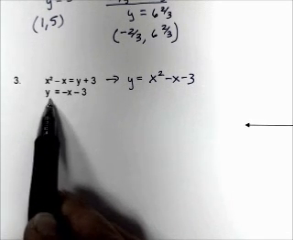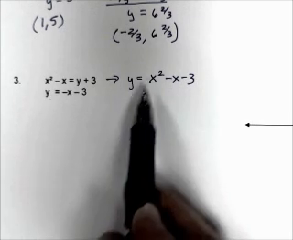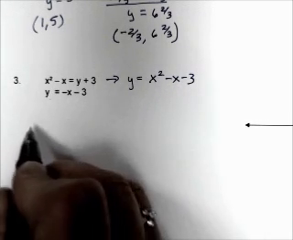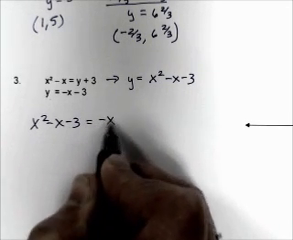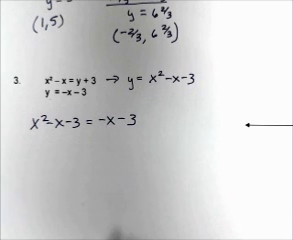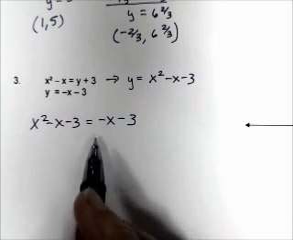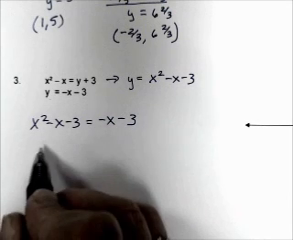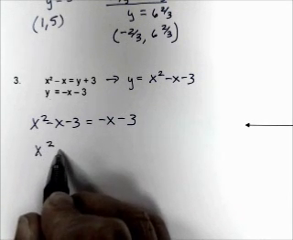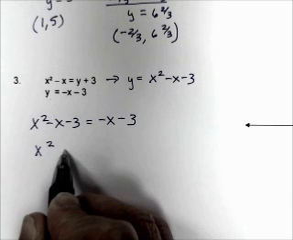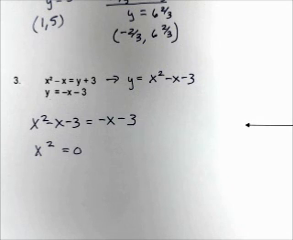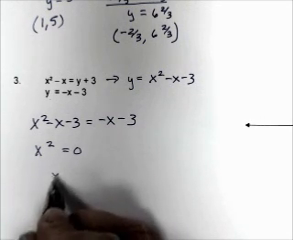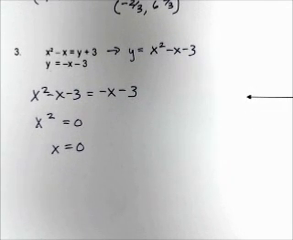Now I'll go to my linear and replace the y with x squared minus x minus 3. So x squared minus x minus 3 equals negative x minus 3. Write it in standard form, add x and add 3 to both sides, and we have x squared equals 0. Square root both sides, x equals 0. Looks like we have only one value for x.